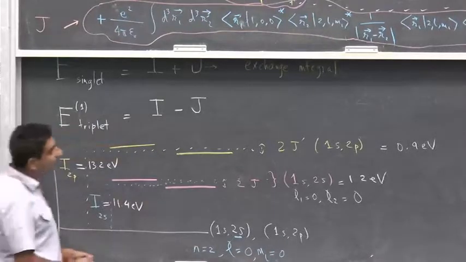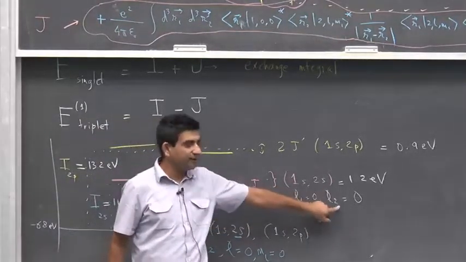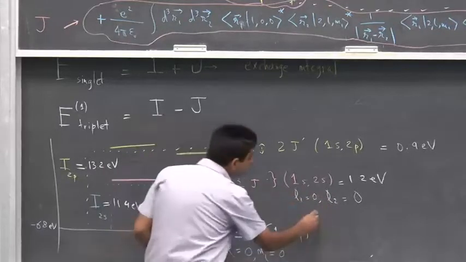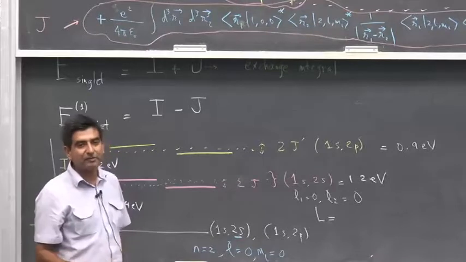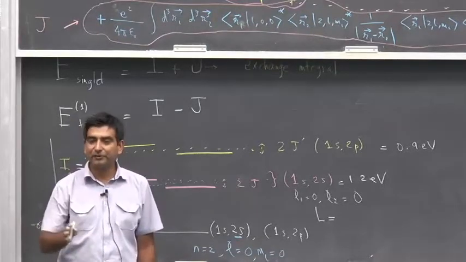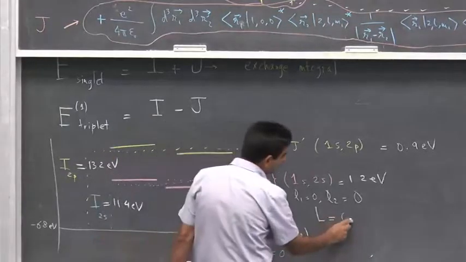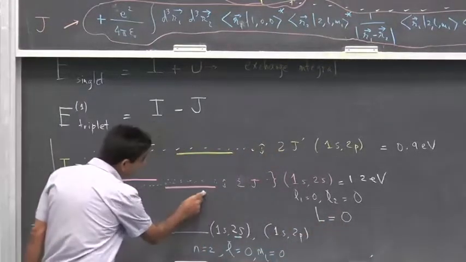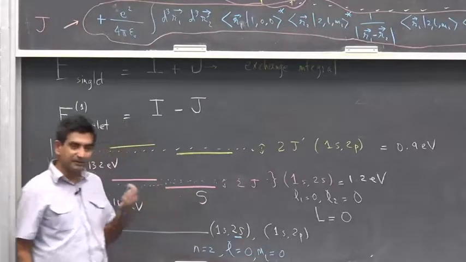Okay? Small l means single electron. So the orbital element of the first electron is 0, for the second electron is 0. So capital L is going to be the sum of these. When you add angular momentum, you take all the values from the difference in magnitude all the way up to the sum. This turns out to be 0. So this term has the symbol S, because L is 0.